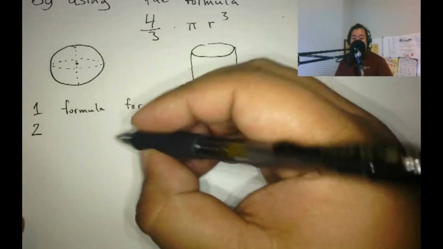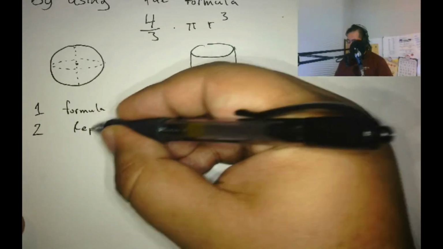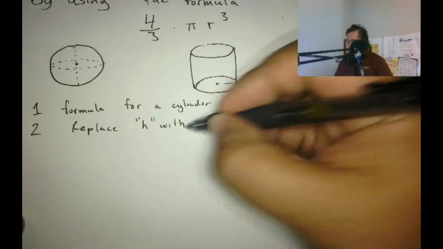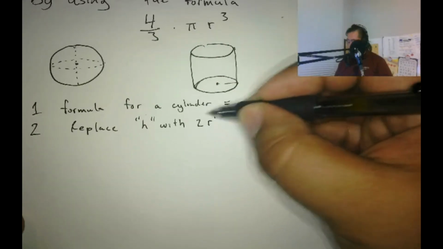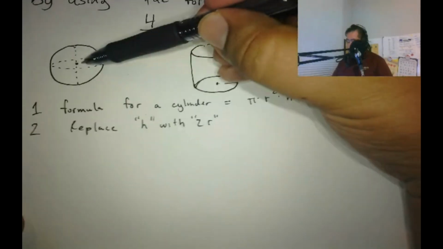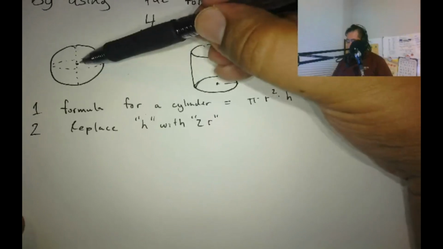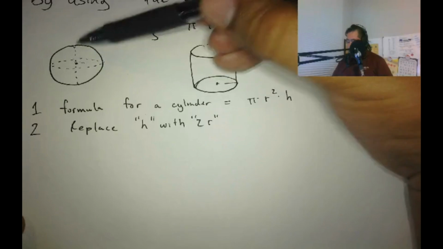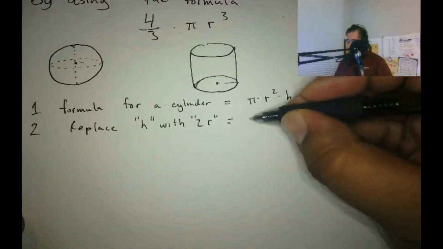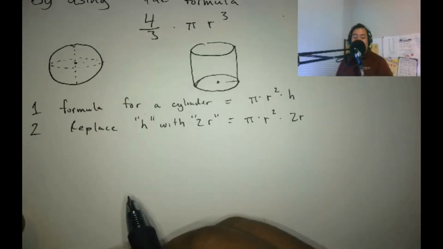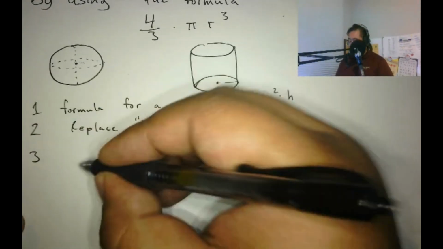Now if I look at my sphere, that height, I can replace the letter h with two of our radiuses. Because remember, the radius is the distance from the center of our circle to the edge. So I have one of my radius, and if I go on the other side, I have the other radius. So there's two radiuses to go all the way across our circle, which is essentially just our diameter. So I use the formula pi r squared times 2r.